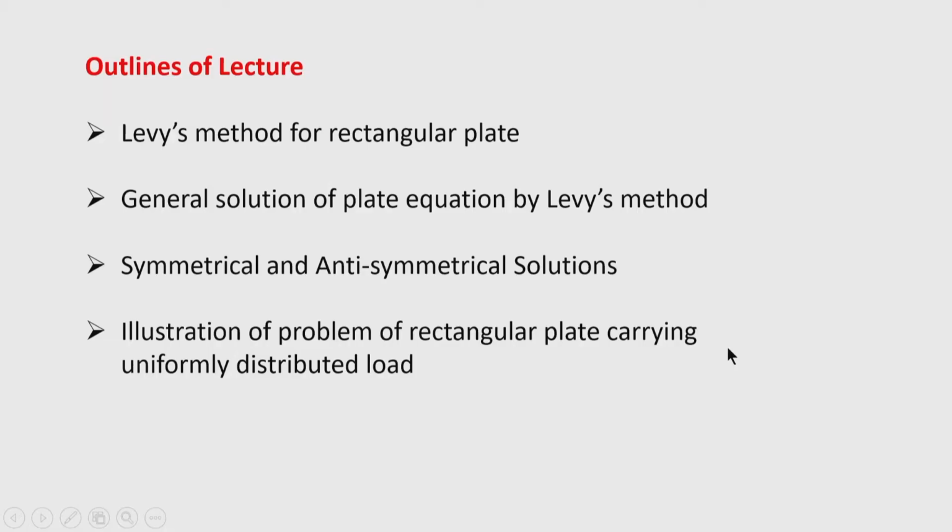We will discuss later how, by using this Levy's method indirectly, we can obtain the solution for a clamped plate. Okay. So, our intention is to discuss Levy's method for rectangular plate, formulate the general solution, and then the symmetrical and antisymmetrical conditions, how they arise and what simplifications are possible in these two special conditions, and for the general condition what we will do. So, that will be discussed.